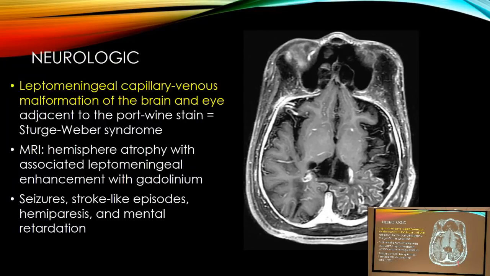So hemiplegia, perhaps contralateral to the port wine stain, seizures, and obvious cognitive mental retardation would be expected features then for the full Sturge-Weber syndrome.